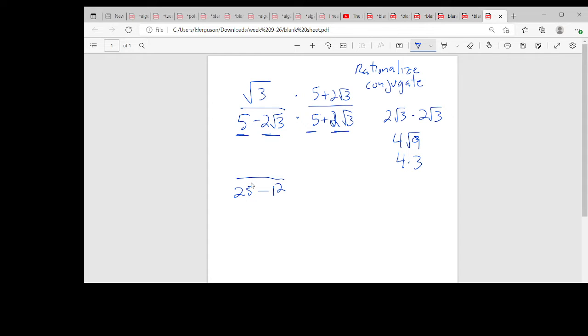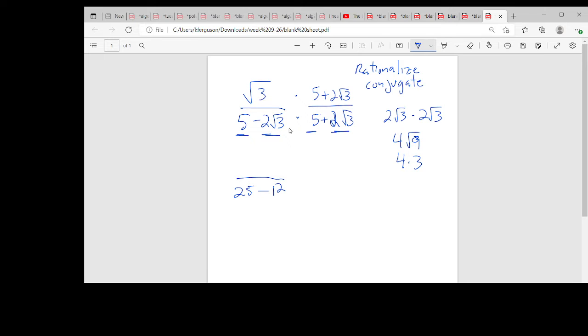Now see, but that's the whole point of multiplying the conjugate. Because look at the denominator now. It's 25 minus 12. It's no longer got a square root. That's the whole point of multiplying the conjugate. Now, you can have a square root on top. So that's what I'm going to do next.